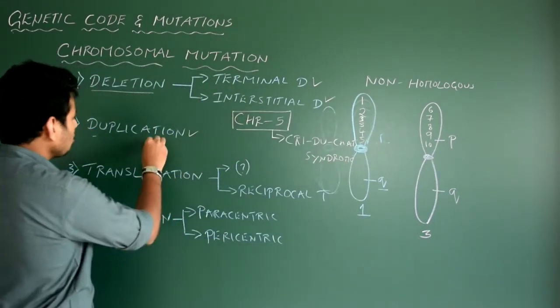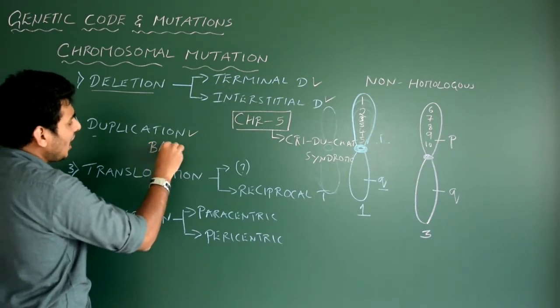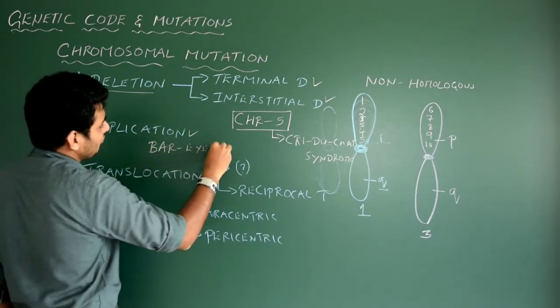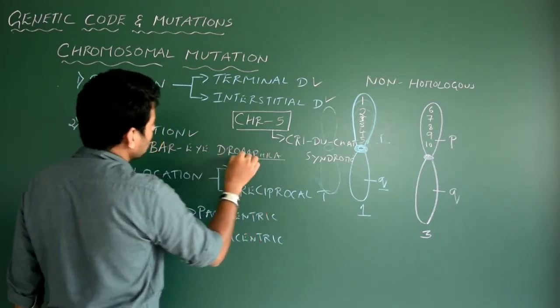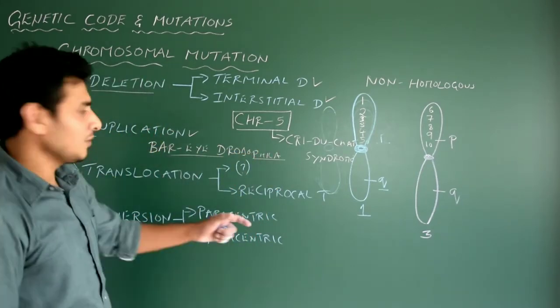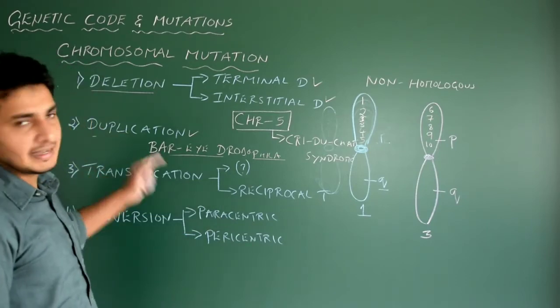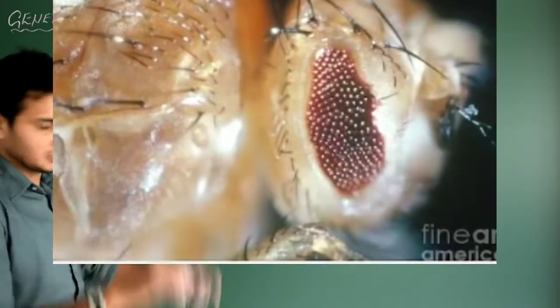A good example for duplication is bar eye in Drosophila. Just note this. Example for duplication of the chromosome or chromatid segment which leads to bar eye in Drosophila. I will just post the picture if I get it.